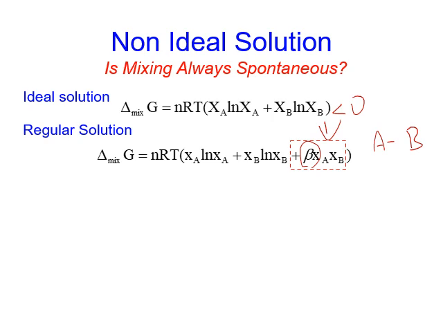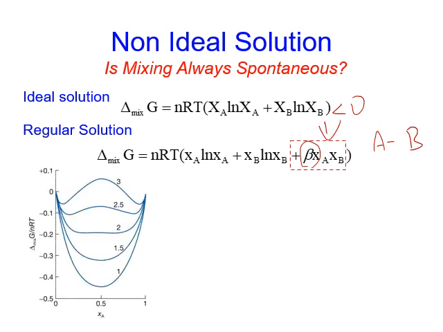When beta is very small, from this plot we can see delta G is always negative. When you increase beta, you can see delta G increase until it becomes a positive number at the center. So 50% gives you a positive delta G.